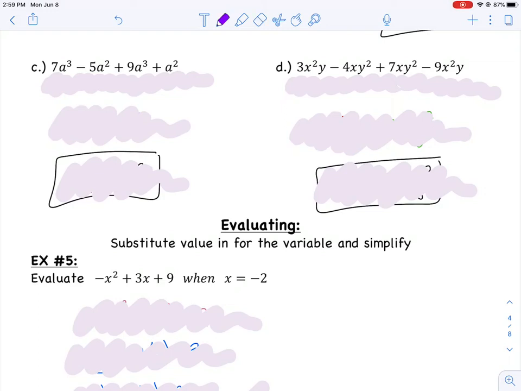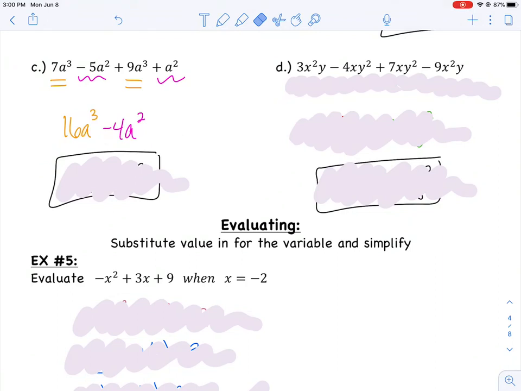I'm going to start with the a cubes. I see a 7a cubed and a 9a cubed. 7 plus 9 together give me what, a 16a cubed? I also see a negative 5a squared and a positive 1a squared. When I combine that, I get a negative 4a squared.